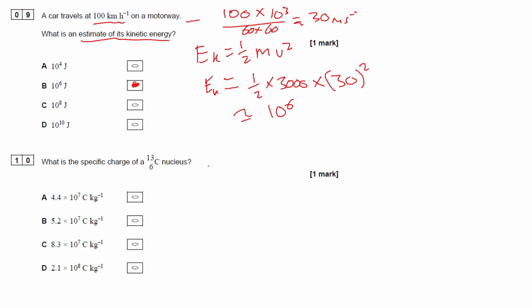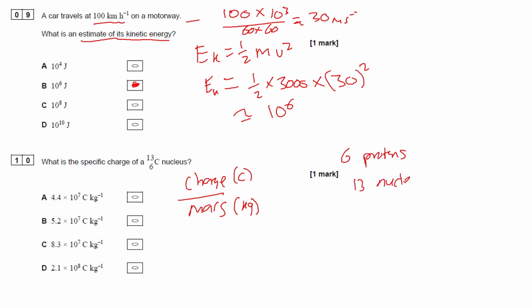Next one, specific charge. So we recall that the equation for specific charge is charge divided by mass. And charge is measured in coulombs, mass in kilograms. So we need to know the charge of this nucleus in coulombs and its mass in kilograms. So using the data sheet, we could figure out some of these values that we need to use for the charge of, say, 1 proton and the mass of 1 nucleon. So this carbon 6 has 6 protons and then 13 nucleons. We can use the charge of 1 proton to be 1.6 times 10 to the minus 19, and the mass of 1 nucleon.